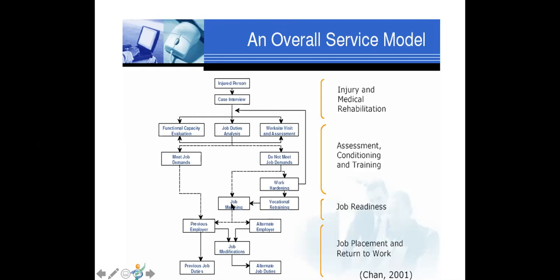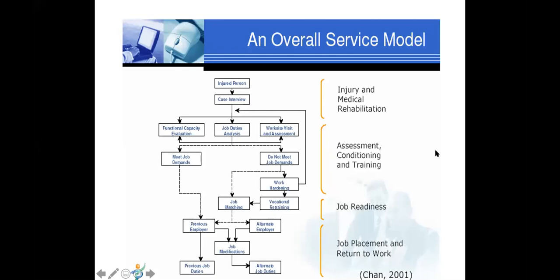Kalau kadang-kadang dia tak boleh pergi kepada pekerjaan asal, dia pergi kepada different alternate employer. But some of them can go to previous employment but need to do job modification, because some of the workers dia dah buat rehab, dia buat work hardening dan sebagainya, tapi dia ada limitation dia. Dia buat job modification, kerja yang asal, ataupun dia buat alternate job duties atau kerja yang lain yang dia boleh buat. So this is the process, the ideal process.